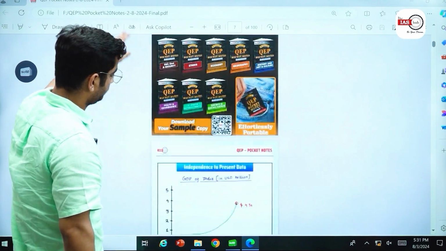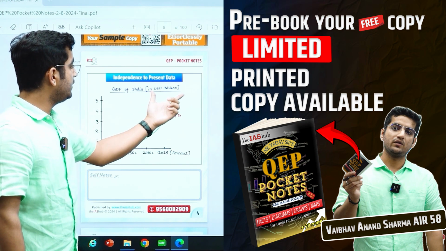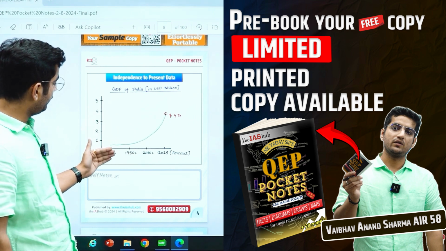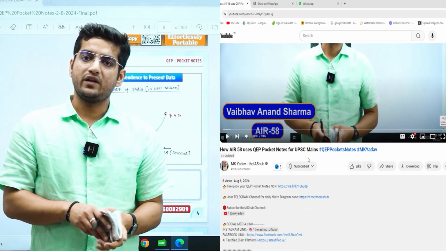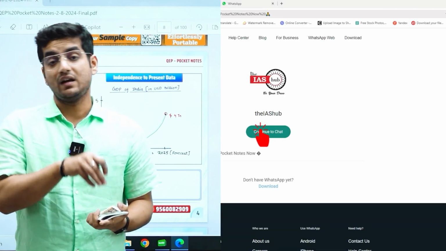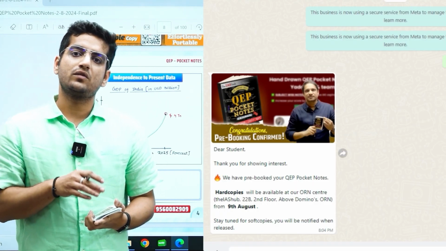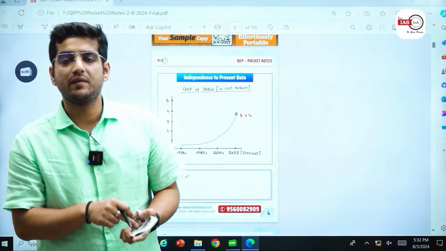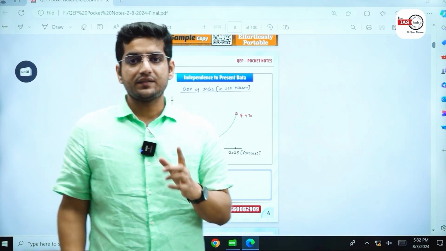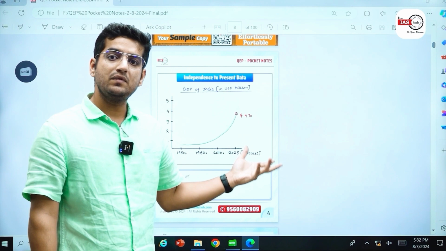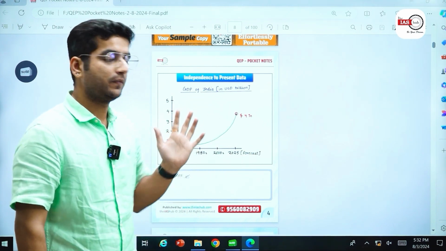Let's move forward. Independence to present data. GDP of India in USD trillion, earlier it was less than 0.5 trillion, now it is around 4 trillion. We were aiming for a $5 trillion economy. We are aiming for becoming a developed country by 2047. GDP as a concept is not only important in GS3, it will be important in GS2, it will be important in GS1. That is why this graph can be put forward in various questions. And if you know it, it is going to help you.